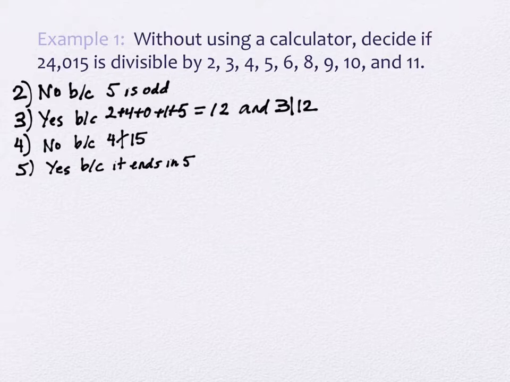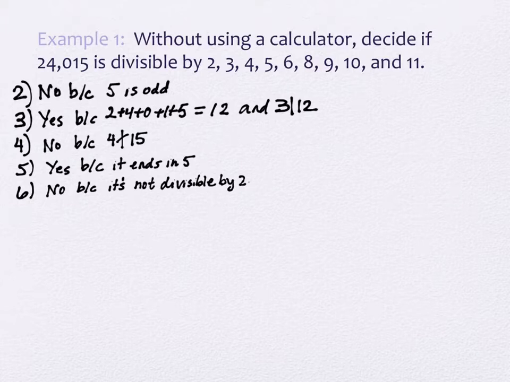Nice. How about 6? No, why not? It is not divisible by 2. Right. But if it were, for a different number, and it said yes on both 2 and 3, it would be divisible by 6. You got it. If it were divisible by the 2 and the 3, it would be divisible then by the 6.